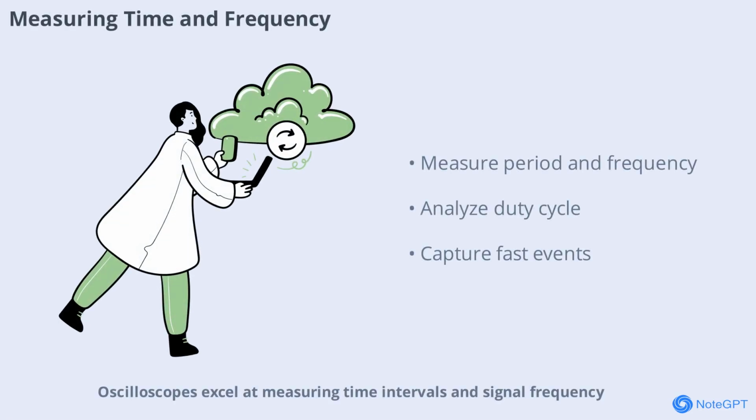Oscilloscopes excel at measuring time intervals and signal frequency. By analyzing the horizontal axis, you can determine the period, frequency, and duty cycle of a waveform. These measurements are crucial for timing analysis, signal synchronization, and performance testing. With the right settings, you can capture even the fastest events with remarkable precision.